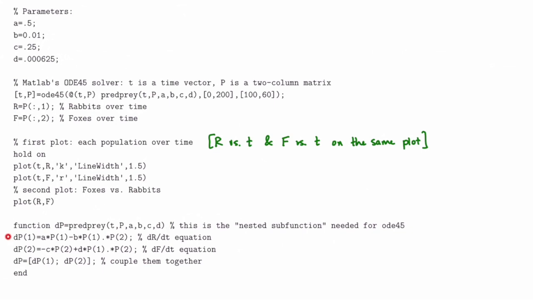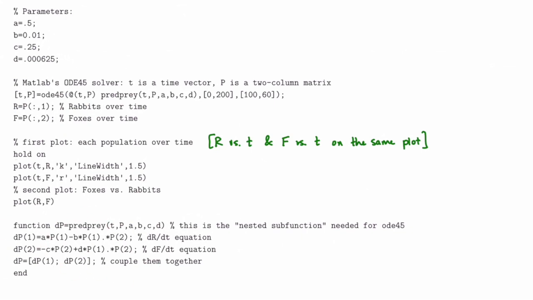This line right here, dp1, this is encoding the r prime equation. So you can see a times the first population minus b times the product of the two populations. The second line is encoding the f prime equation. So that's minus c times f plus d times the product. And then dp is going to couple those two together. Going back to the ODE45 command now, we then tell ODE45 this is the equation we want you to solve. So this is all just a MATLAB construction. MATLAB gets to this, comes down to the bottom here and says, okay, these are the equations I'm going to work with.